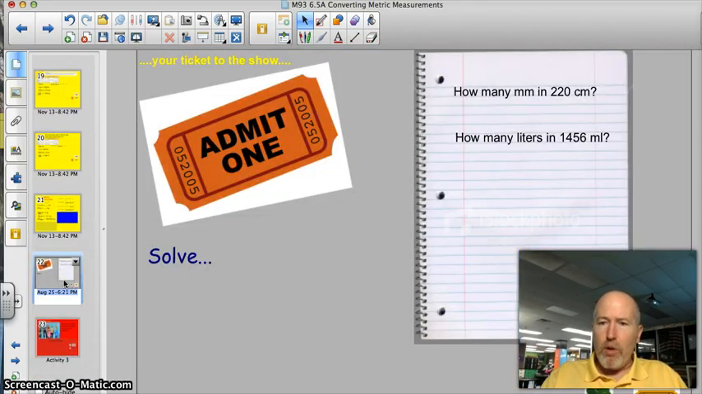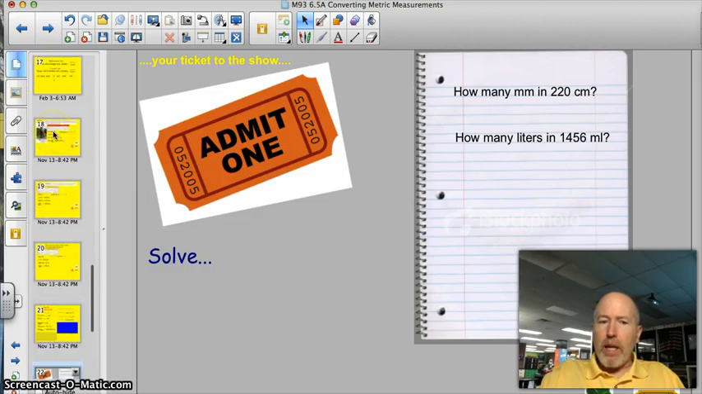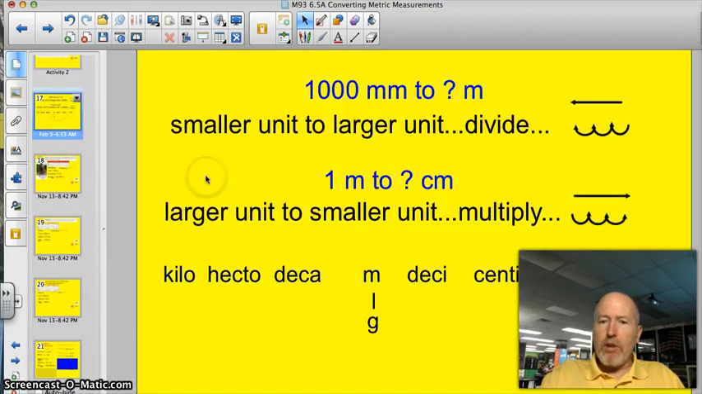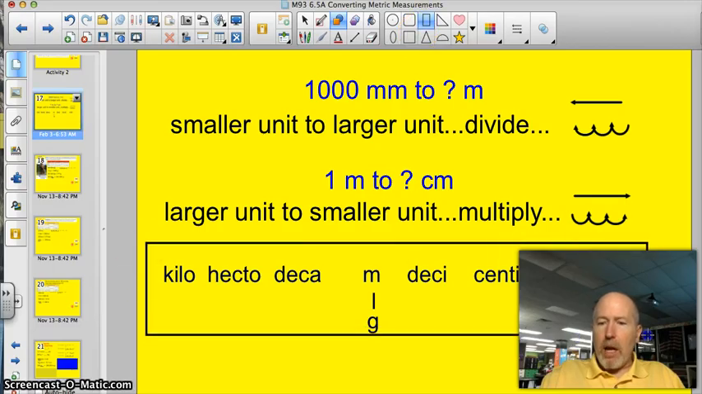Here is your ticket to the show. How many millimeters in 220 centimeters? How many liters in 1,456 milliliters? Go ahead and write those down. I'm going to flip back and show you this real quick so you can copy this down in your notes. Right here, I would take and copy that box.